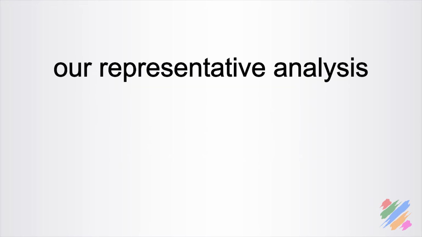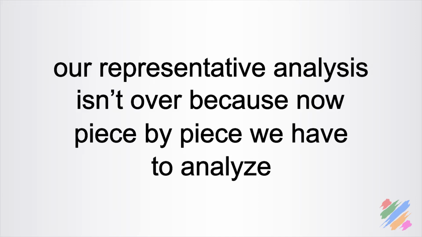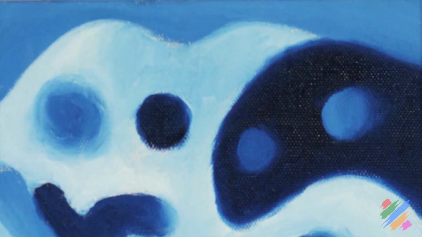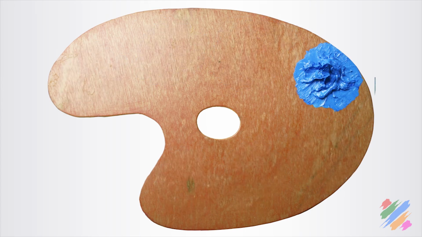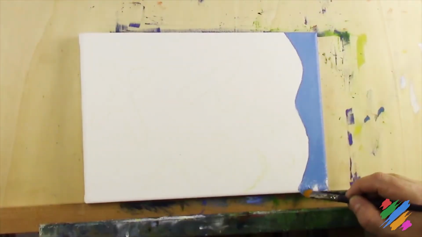Our representative analysis isn't over because now, piece by piece, we have to analyze our model and decide how we are going to paint it using the fundamentals. First, we're going to start here from the top. This is easy because we have a uniform area more or less of this color, so we're going to use it to paint this area uniformly.